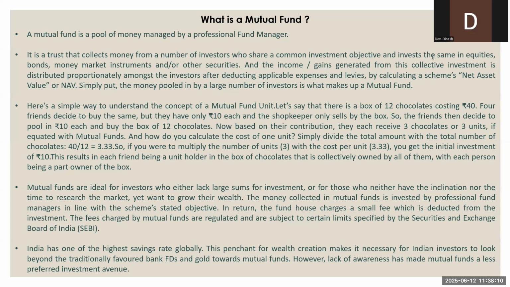So 12 units cost 100 rupees. Each unit is 3.33. Right? So basis how much you are investing, the number of units will be allocated to you. Who should, for whom are mutual funds useful?